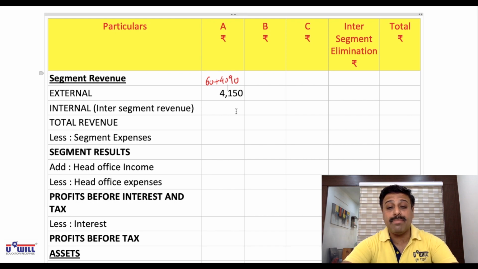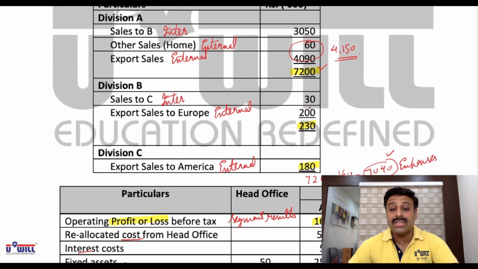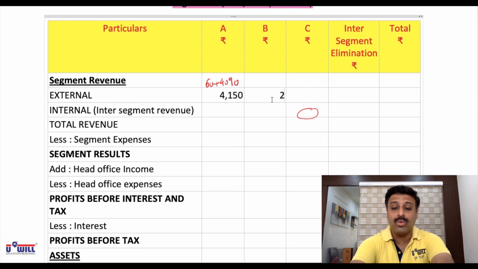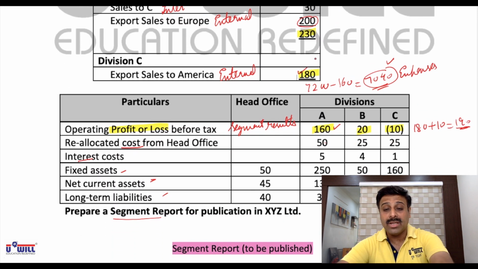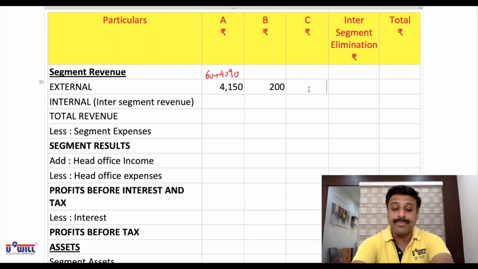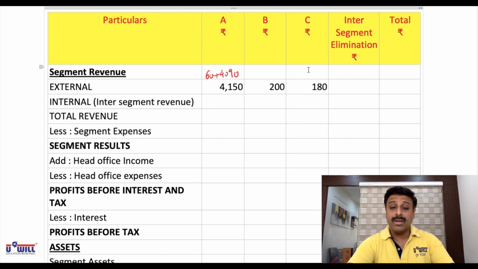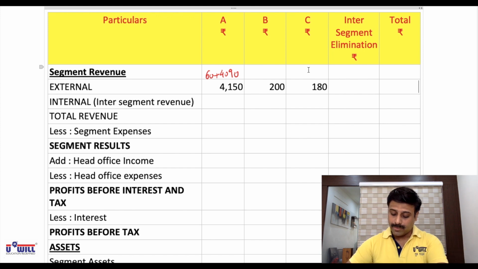Now, segment B, what is the external revenue we discussed here? Segment B's external revenue is this 200. External sales to Europe is 200. So, write on segment B 200. Segment C, what is the external revenue? 180, directly given. So, segment C, all of you write down 180. Now, total: 4150 plus 200 plus 180. All of you must get a total of 4530.